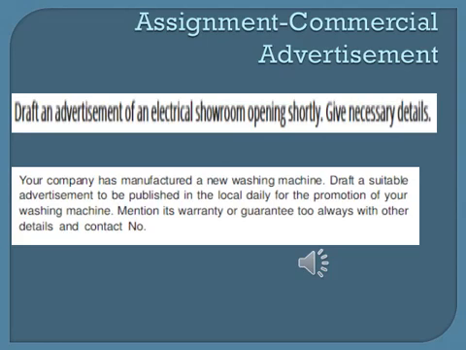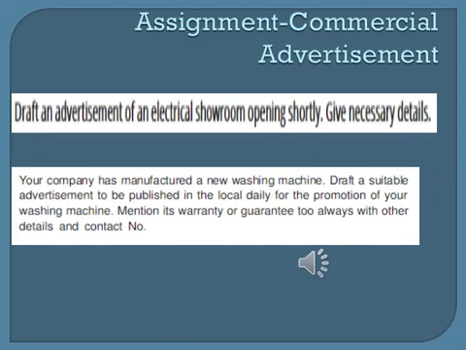Assignment on commercial advertisement. The first question: draft an advertisement of an electrical showroom opening shortly. Give necessary details. Second question: your company has manufactured a new washing machine. Draft a suitable advertisement to be published in the local daily for the promotion of your washing machine. Mention its warranty or guarantee too, along with other details and contact number.